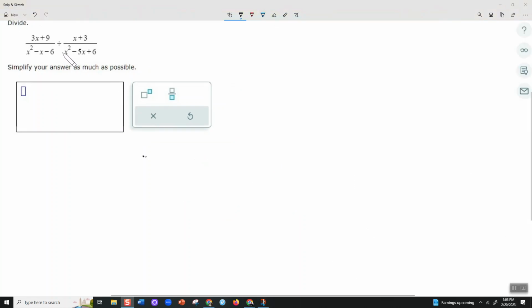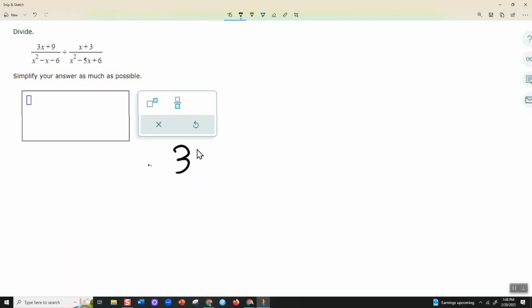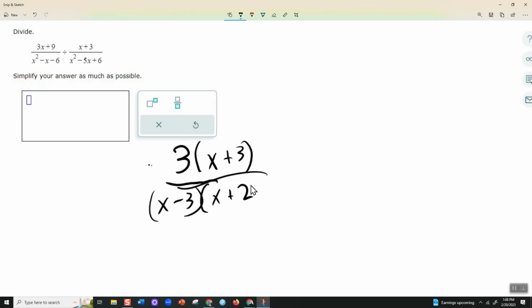Another problem with a very similar situation, I'm going to write the first fraction down, keep it, and I can see that I can factor out a 3 on top there. That would be x plus 3. On the bottom, I've got a trinomial. Hopefully you're getting better at factoring trinomials. I see this is 2 times 3, and it's got to be a negative 3 because that adds up to a negative 1 in the middle. So x minus 3 times x plus 2. Just really double check to make sure that's right. x squared, then minus x, and then minus 6.